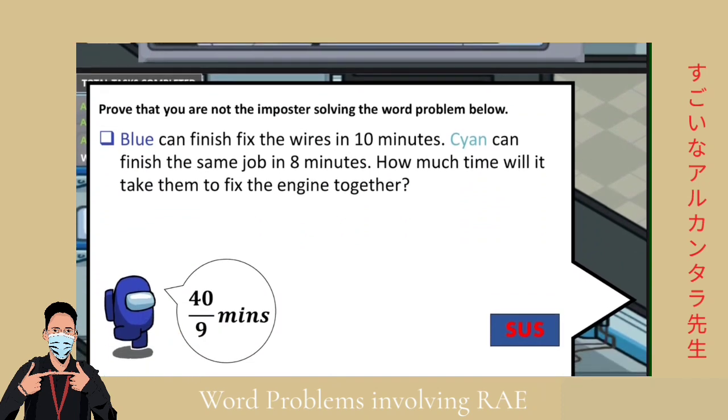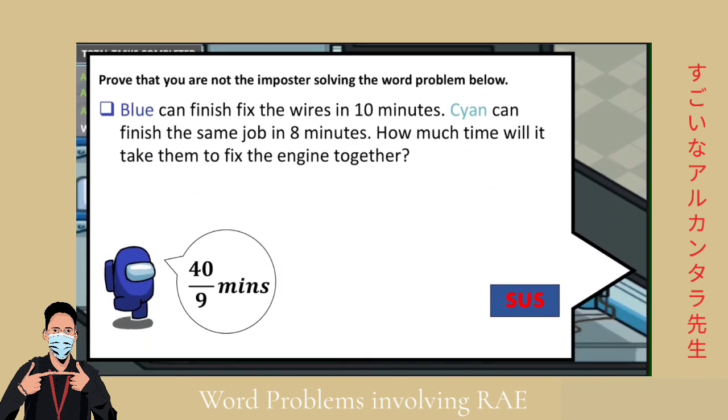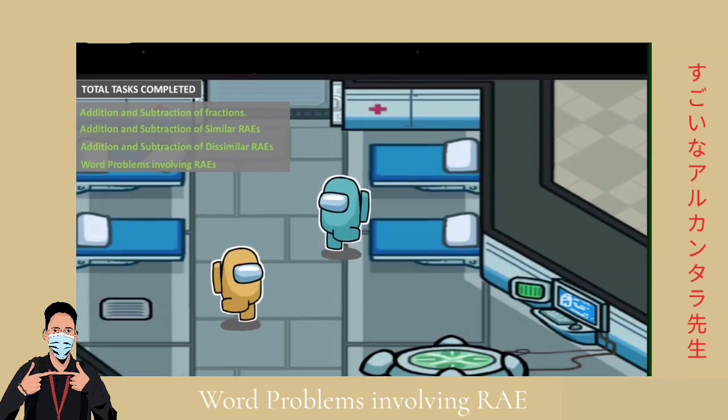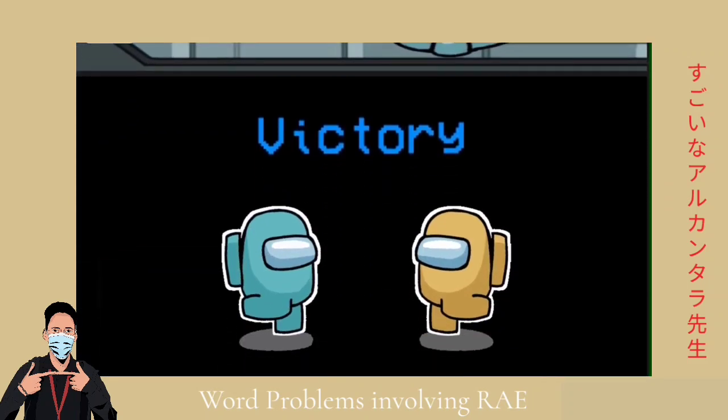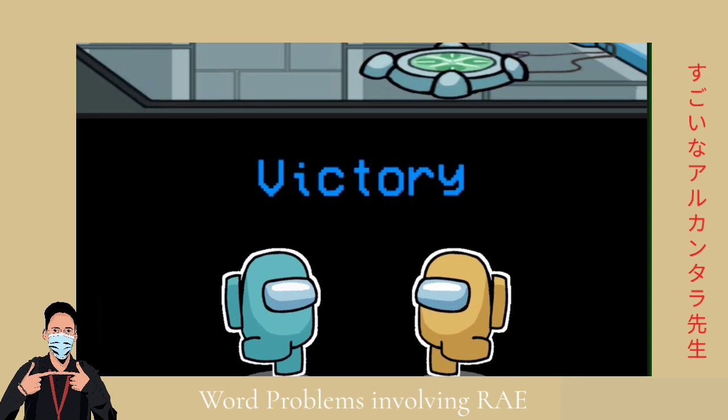So we're gonna kick out blue in the mothership. And that ends our lesson with RAE. We have yellow and cyan as our victorious crewmates. So they're not the imposters. So basically that ends our lesson with RAE, and that's it.